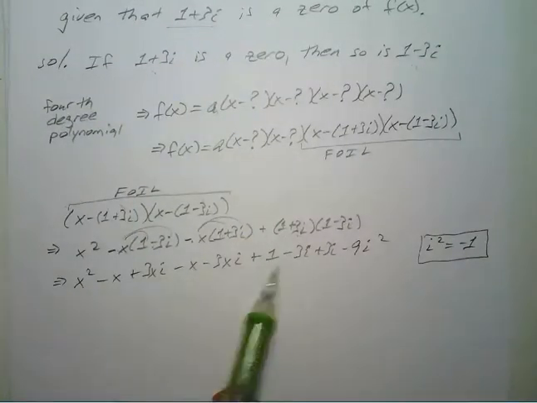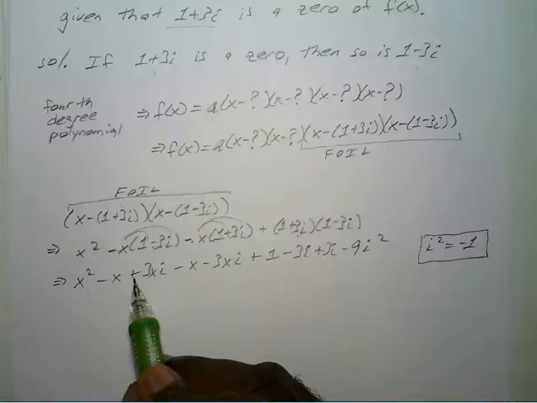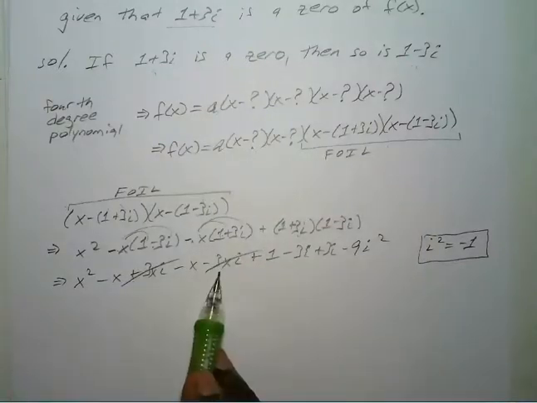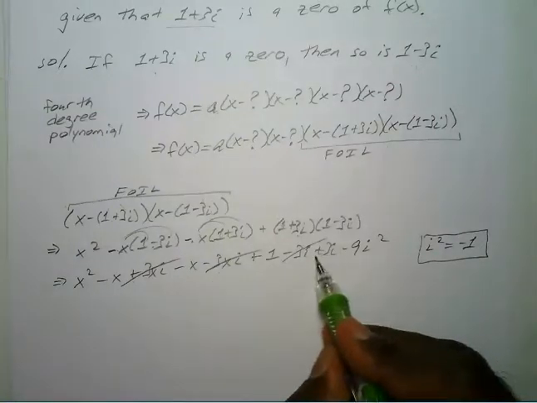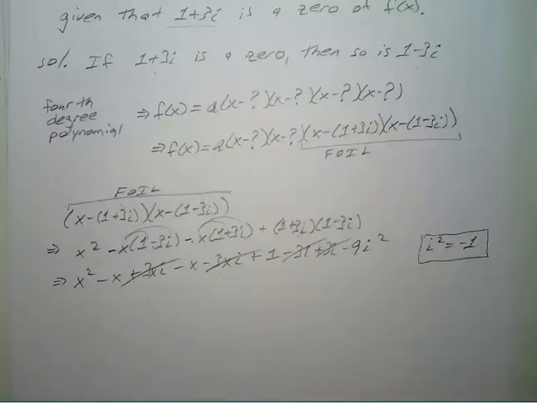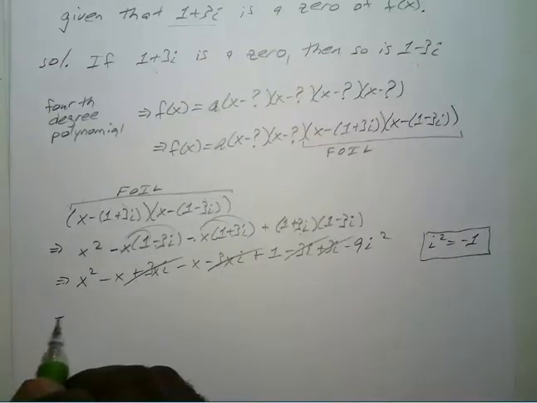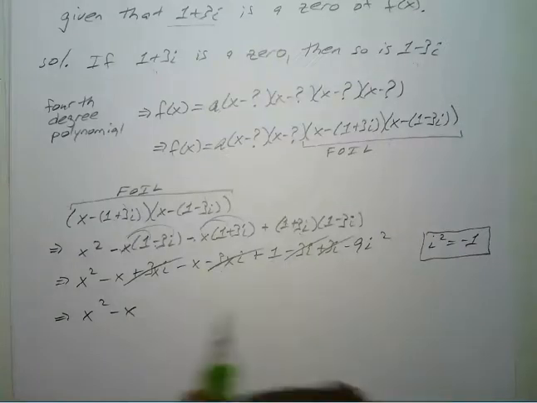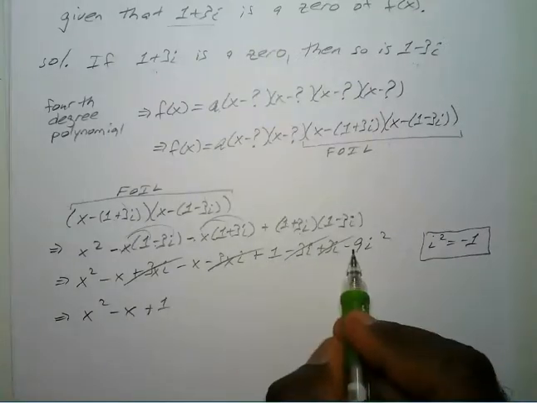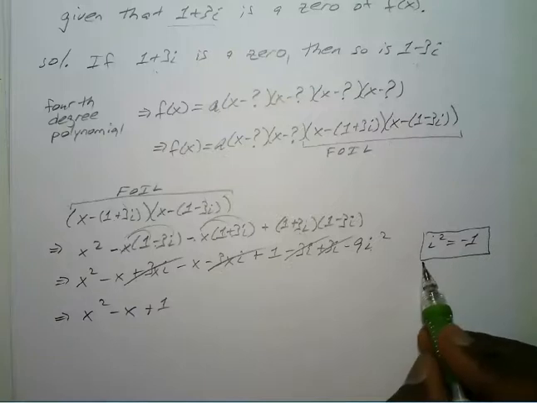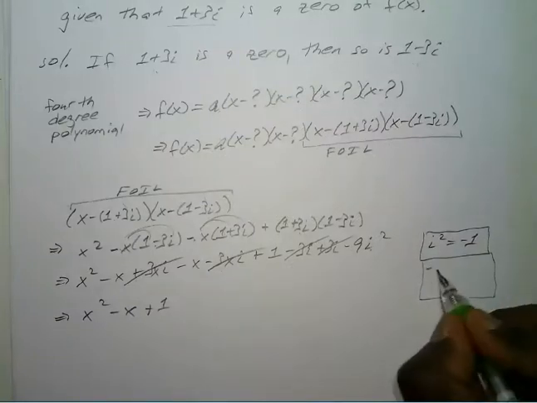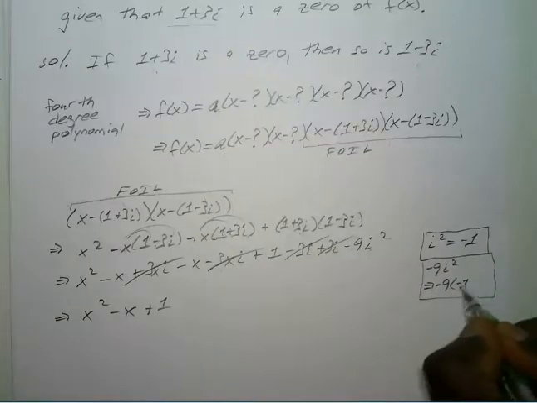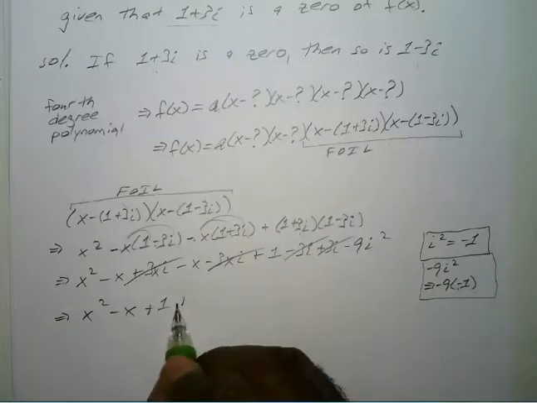Okay, so we're going to simplify this, but first we're going to cancel out a few things. This cancels out with this one. We have positive 3xi, negative 3xi is 0. Negative 3i, positive 3i is 0. So we've simplified it a little bit. Okay, so we have x squared minus x plus 1 minus 9 times negative 1. Remember, negative 9i squared becomes negative 9 times negative 1, which is positive 9.